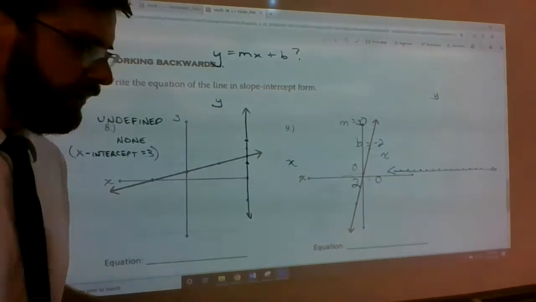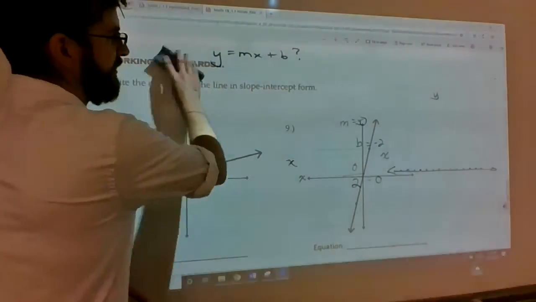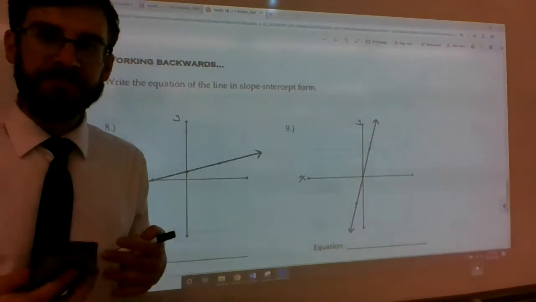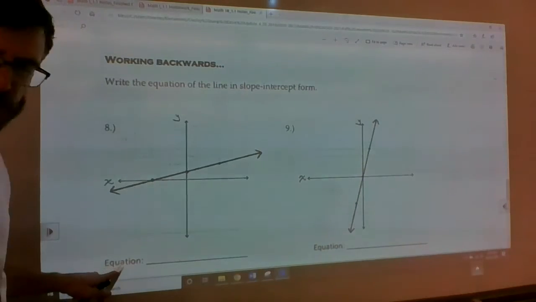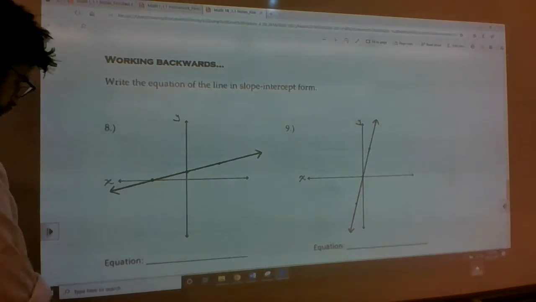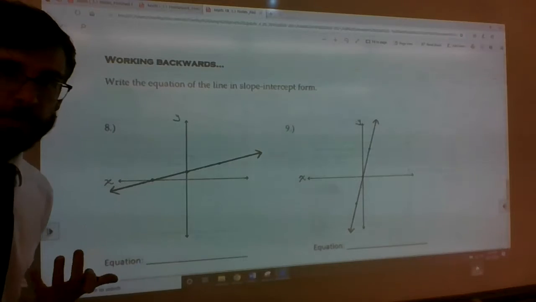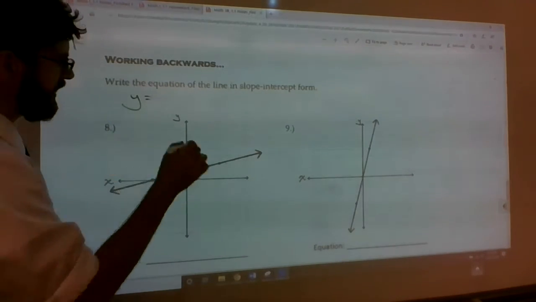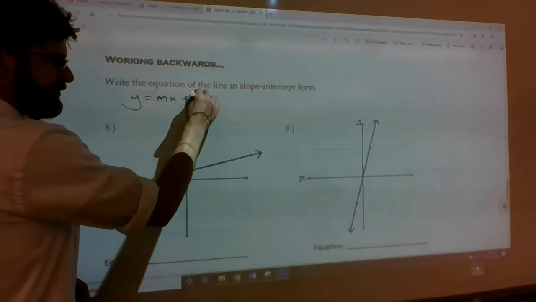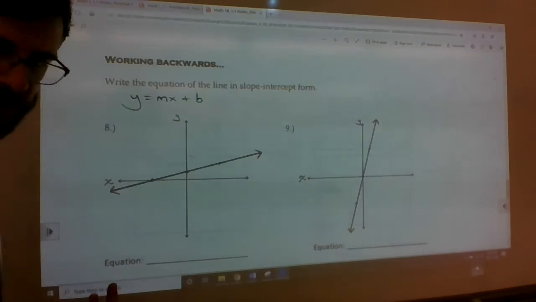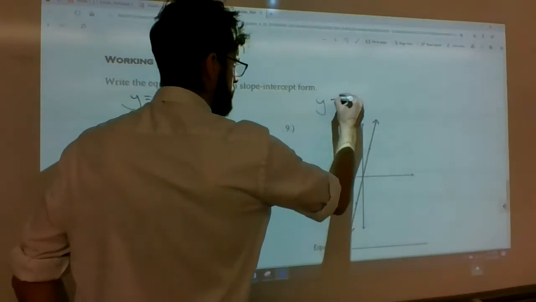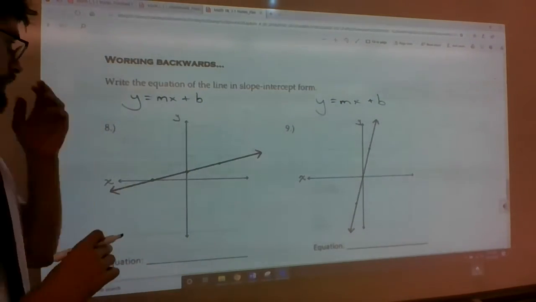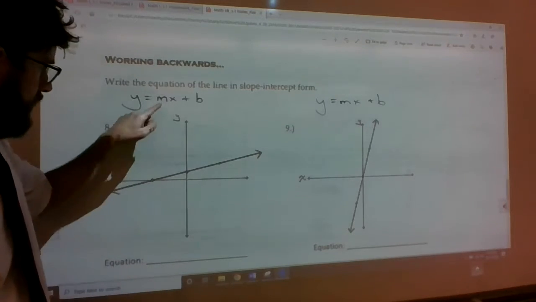All right, so the second part of this assignment is not graphing. It's saying, I've got a graph. What should the equation look like? So we know what the basic equation should look like. Unless it's a weird special case, y equals mx plus b should be the format by which we write these equations. So really all we got to do is find the slope.